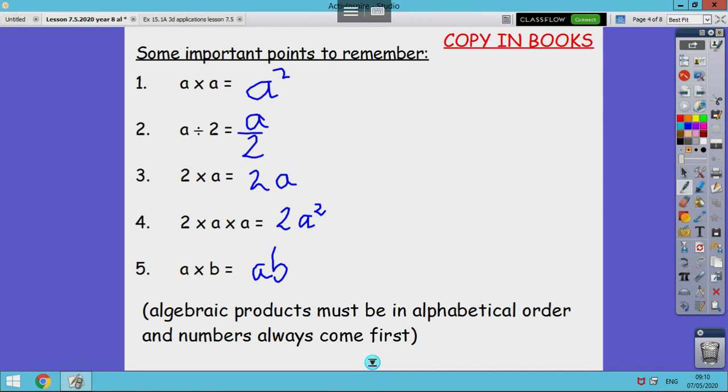Now, A and B are already in alphabetical order, so that's absolutely fine. But if you had something like B times A, you would have to swap it round so that it looks like AB. Okay? Now, what always happens, here are the 2 rules that you must remember. The number always comes first, if there is one, and your letters are in alphabetical order. They're the 2 rules you must remember. So take some time to copy those down. Pause the video if you need to before we move on.